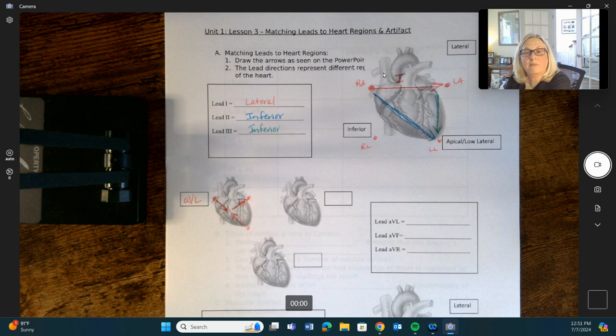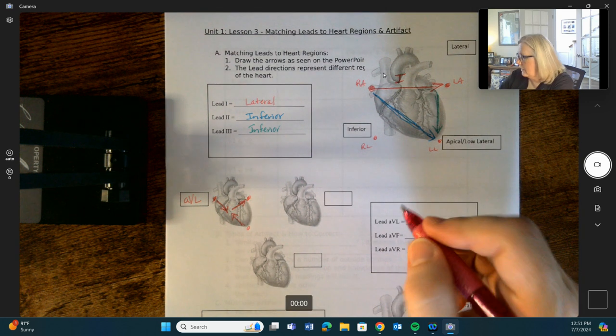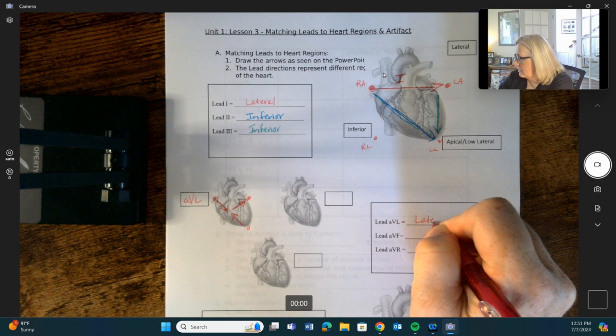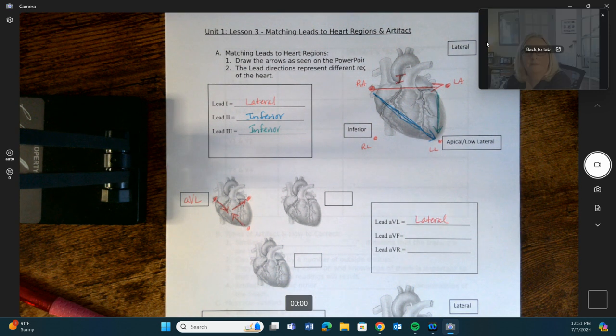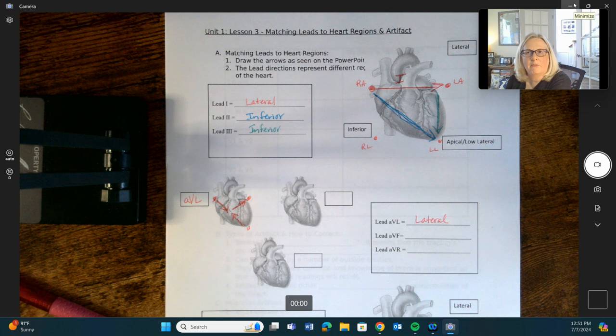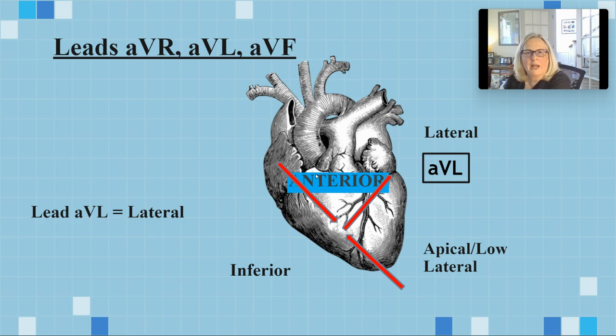That's AVL. And we also learned that AVL is lateral, because it goes across the top there. Because it ends over here on the left arm, just like our lead 1 did when it went from the right arm to the left arm. They're both considered lateral. All right, let's take these away.